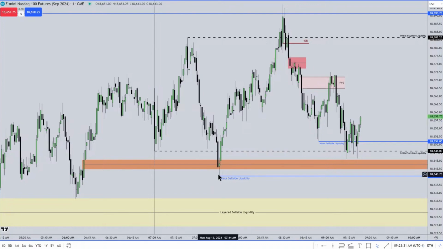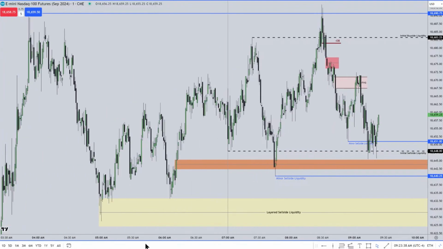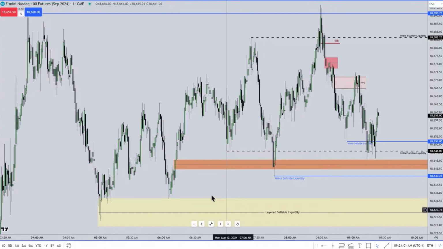It's inside the range starting at 7 a.m., but it's also inside the range that was formed from the run from the London session, which is over here. Now, initially when I'm looking at this, my eye gravitates to this low, and it also gravitates to these lows here, which is why I have this low, this low, and this low, which is why I have all this highlighted as a layered sell side liquidity pool. So there's a few of them in there that have my interest.